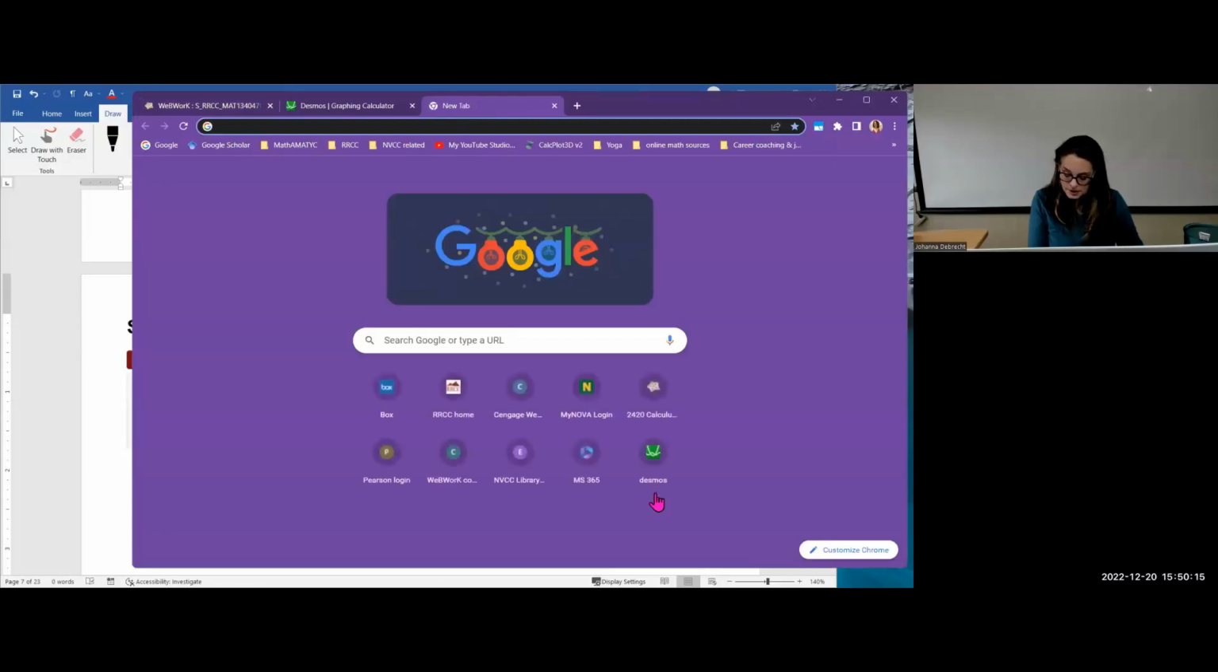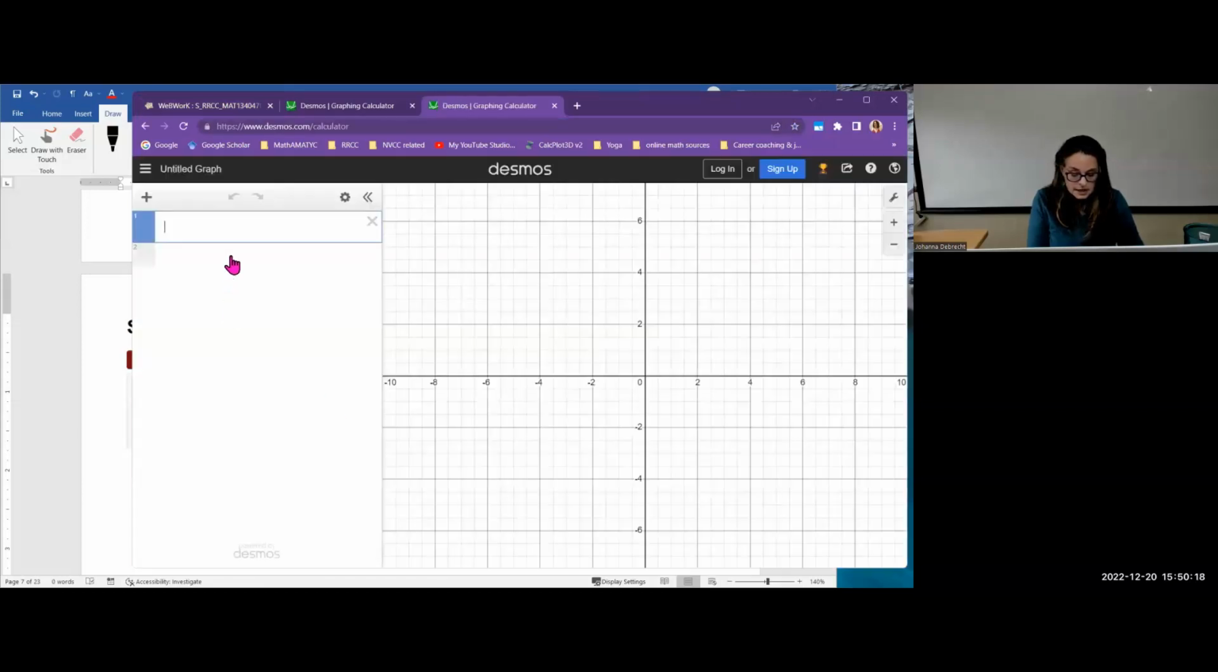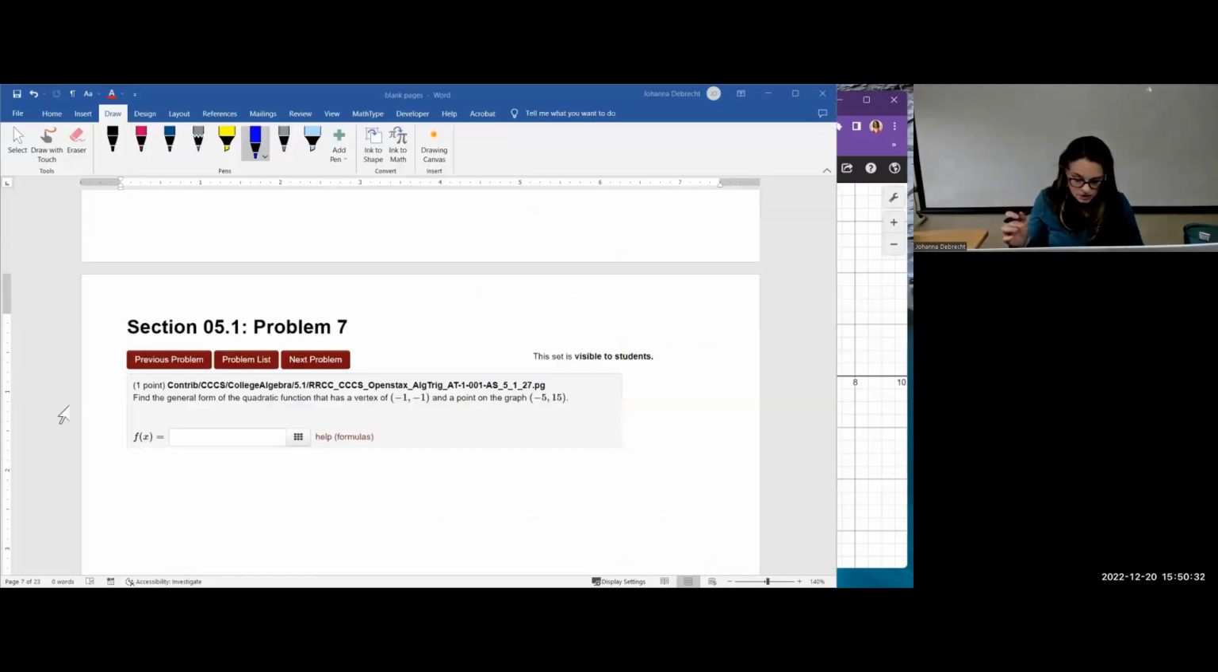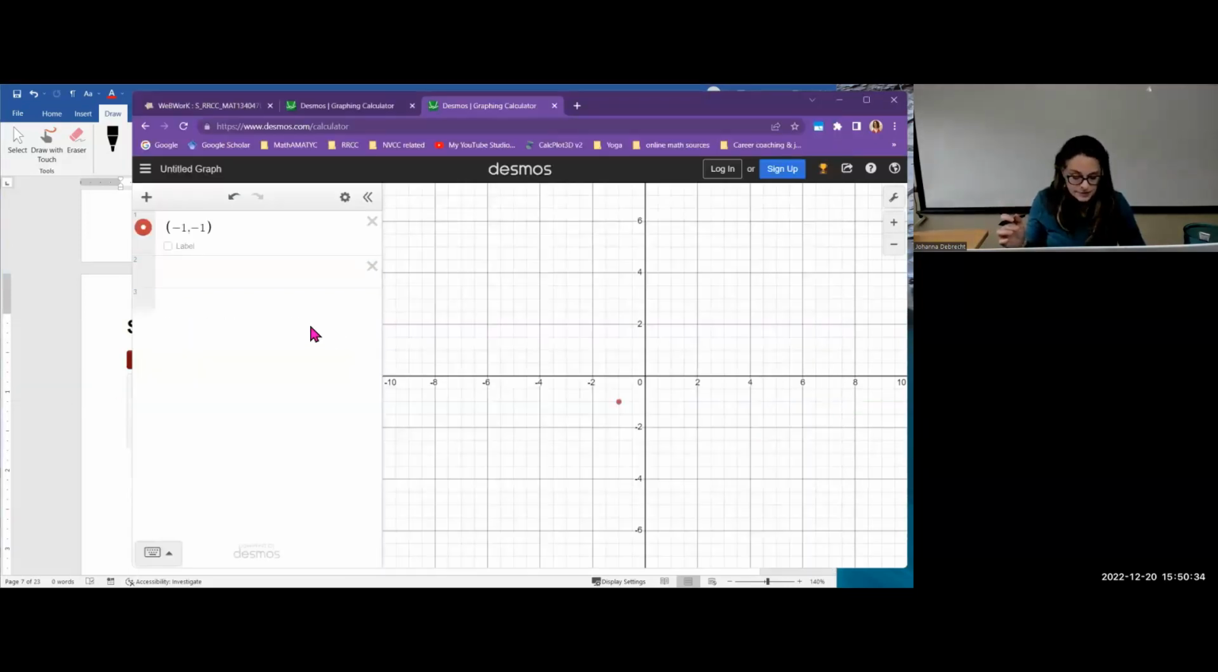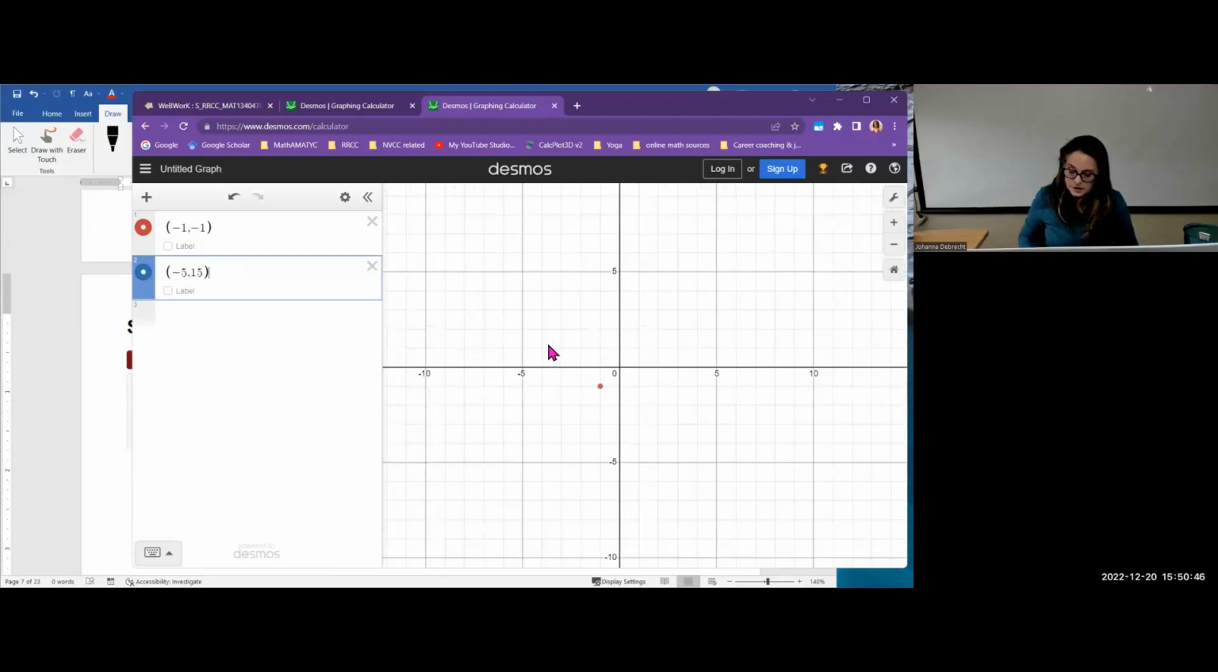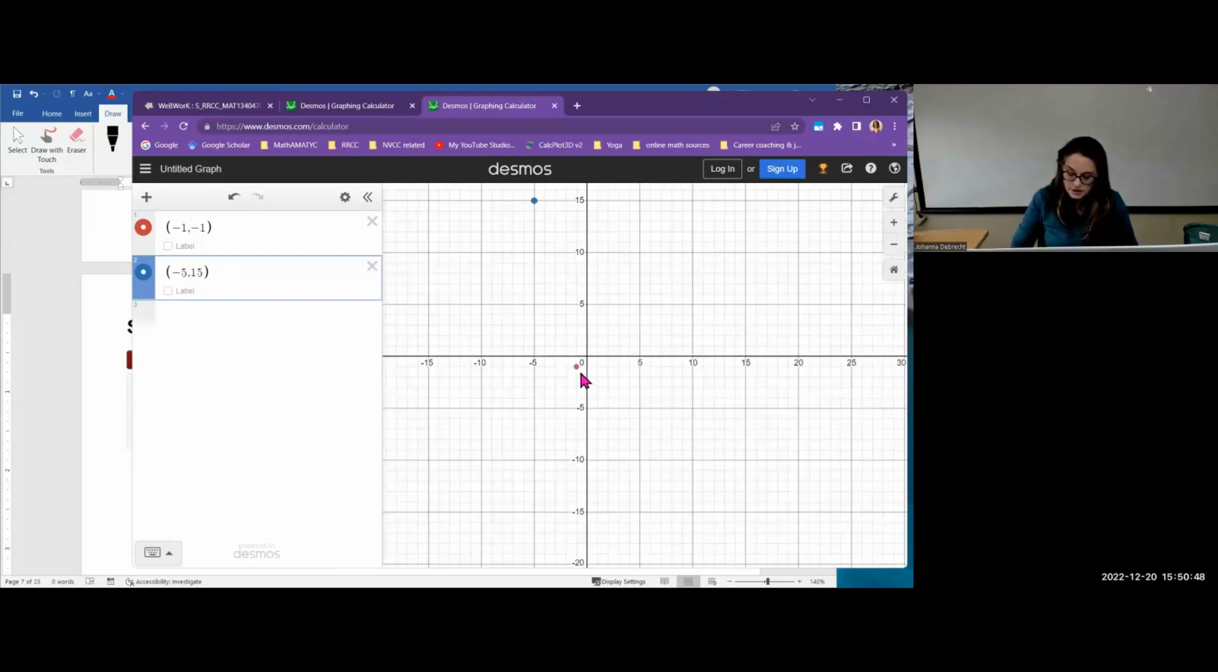So let me open up another Desmos window and we'll plot a point. So we can plot (-1, -1), if I can find all my things. All right, so we have (-1, -1), and the other one was (-5, 15). Okay, so this becomes (-5, 15). All right. Now that's way off the screen, so I'm going to scroll in a little bit so I can see where it is. All right.